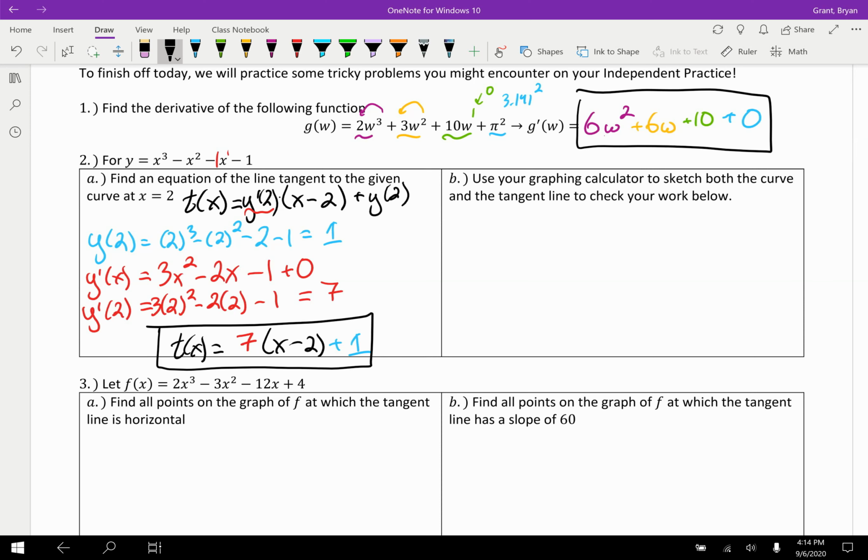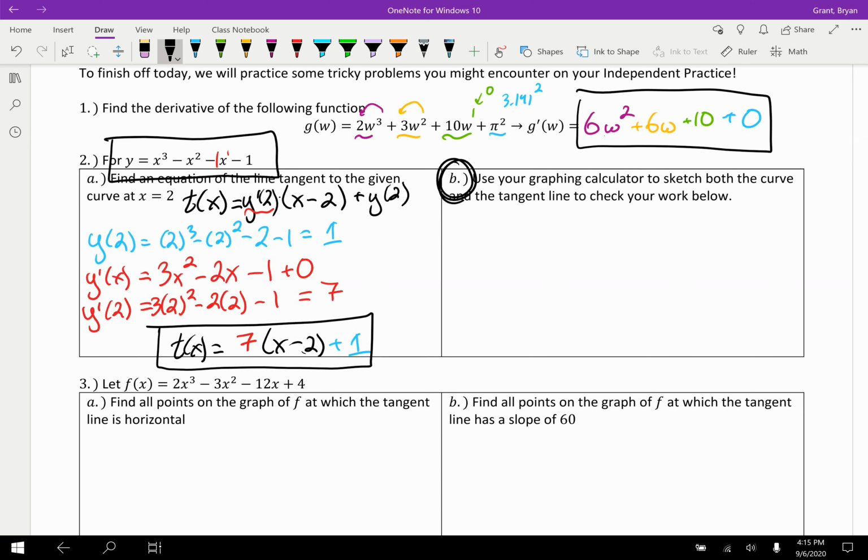One really easy way is to pull up a calculator or Desmos or something and just graph the original function, this x cubed minus x squared minus x minus 1, and graph the tangent line. And if this tangent line looks like it's bouncing off this cubic function at the point 2, 1, then you did it right. If you didn't, you probably just missed a sign somewhere. It's nothing too bad, but I'll leave that for you to check on B.